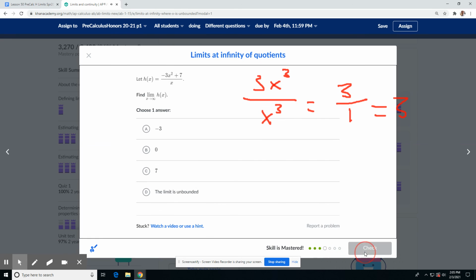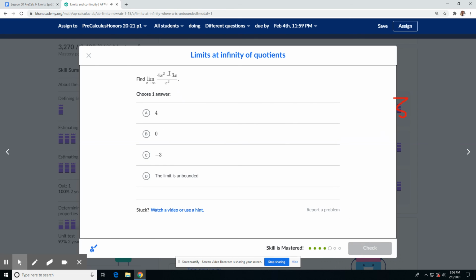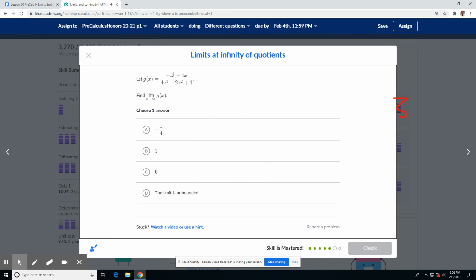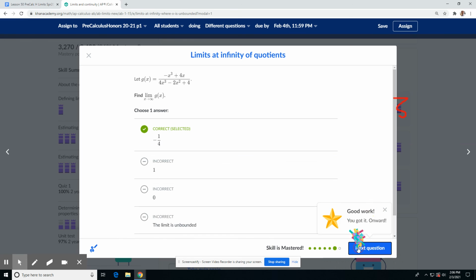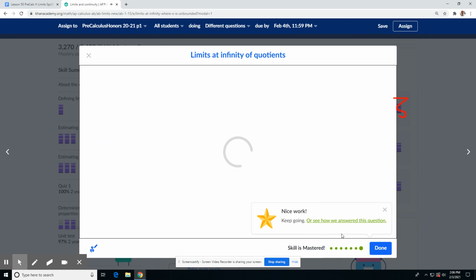Okay, any of these negative infinities, positive again. So this goes to unbounded. This one goes to 0. I'm not seeing any negative infinities. This one goes to negative 1/4. I'm just going through what we had just talked about. And this one is unbounded, biggest exponent on top. All right.